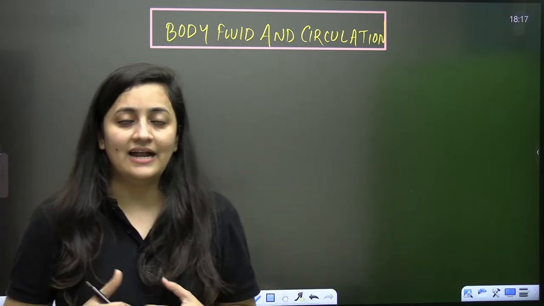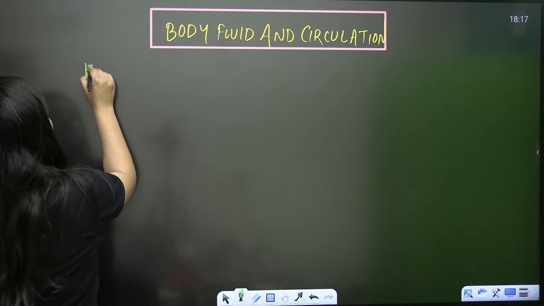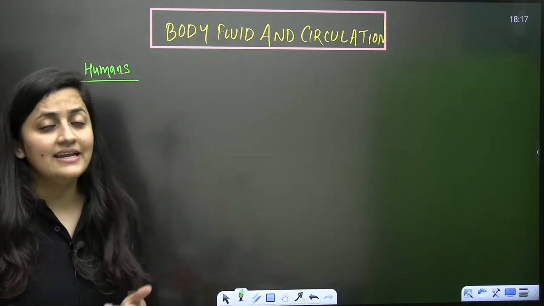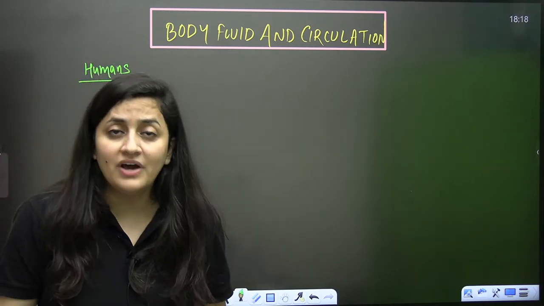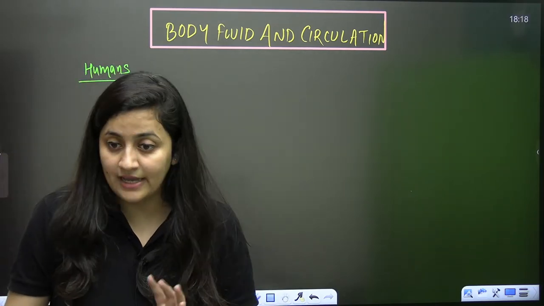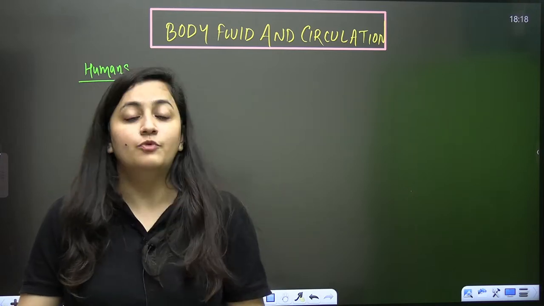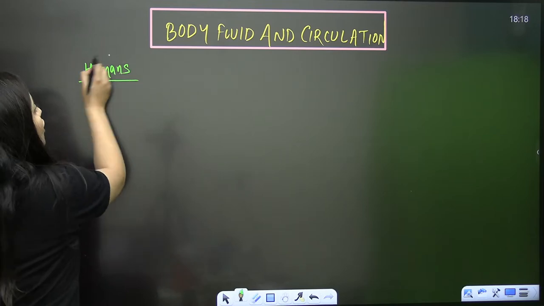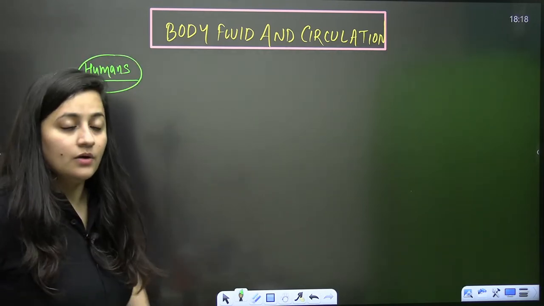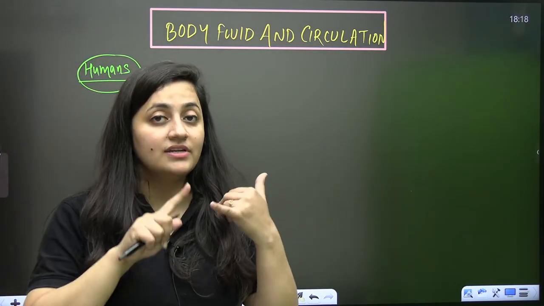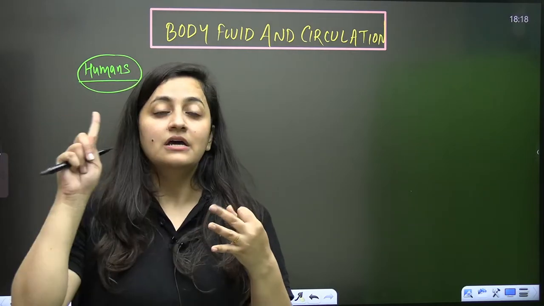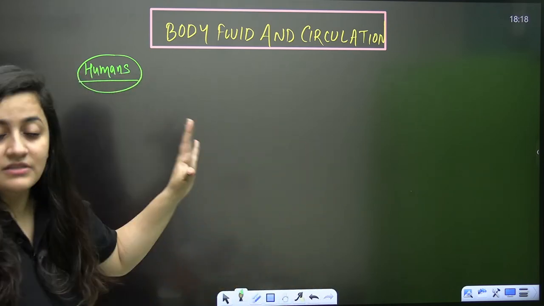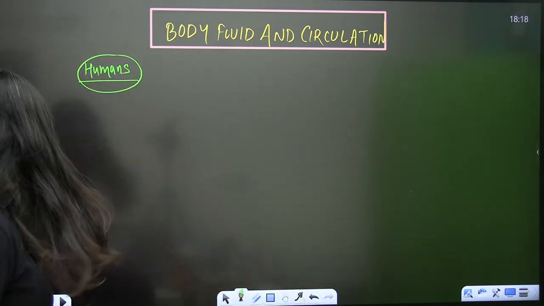When we talk about humans, we are highly advanced organisms. We belong to phylum Chordata, class Mammalia. We are vertebrates, the subphylum is Vertebrata. In our case, all the systems are developed. We have the digestive system, reproductive system, excretory system, locomotory system. In the same way, we even have the circulatory system as well.